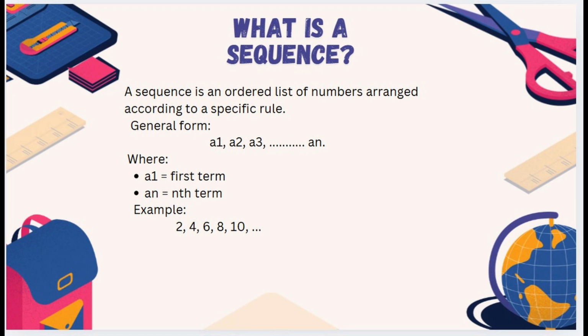What is a sequence? A sequence is an ordered list of numbers arranged according to a specific rule. The general form is written as A1, A2, A3, up to An. In this notation, A1 represents the first term, and An represents the nth term. For example, look at the sequence 2, 4, 6, 8, 10, and so on. Here, each number follows a specific pattern of increasing by 2.